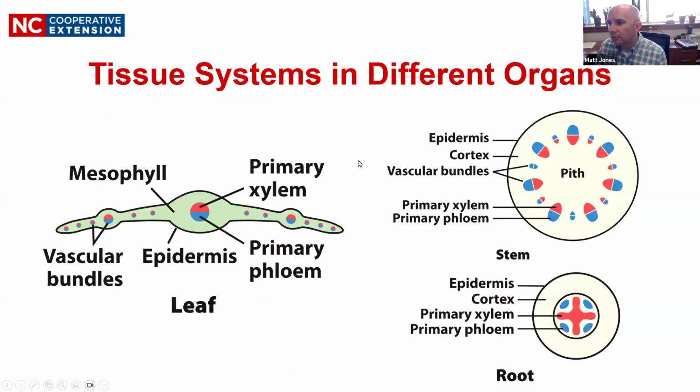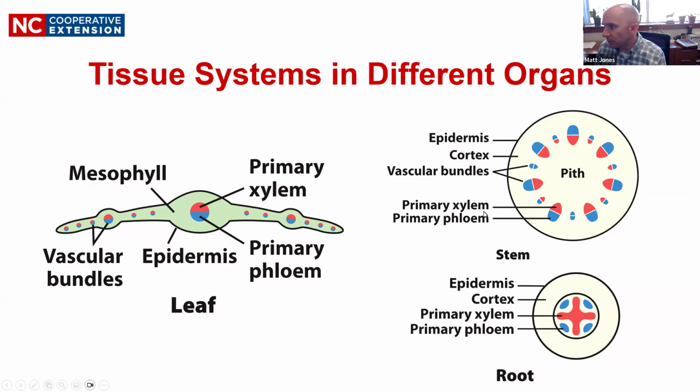Here's a cross section of a leaf, and this is a cross section of a stem and a root, just to indicate how these different tissue systems are distributed in different organs. So in this leaf cross section, the dermal system is depicted in black, this black line on the outside of the leaf. The mesophyll, or the main body of the leaf, where a lot of photosynthesis takes place, consists of ground tissue, and the vascular tissue is depicted in the red and blue areas here. So red is xylem and blue is phloem.